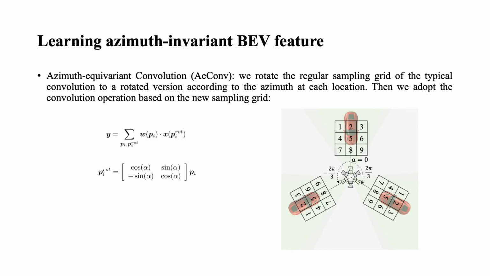For the first problem, we propose an azimuth-equivariant convolution to unify the representation learning in different azimuths. Specifically, we rotate the regular sampling grid of the typical convolution to a rotated version according to the azimuths at each location. Then we adopt the convolution operation based on the new sampling grid and extract the azimuth-invariant BEV feature.